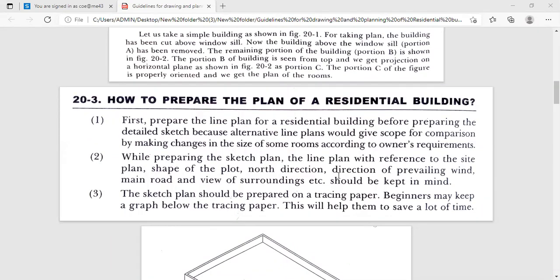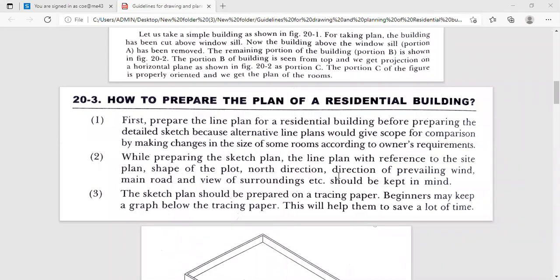Why is it so? Because by considering the plot boundaries, plot size, north direction, and wind direction, as well as the main road, meaning the frontage of the plot, according to that only we have to go for the planning. Which unit we have to provide in a particular direction, that we have to decide first, and then we have to go for the planning of a line plan.